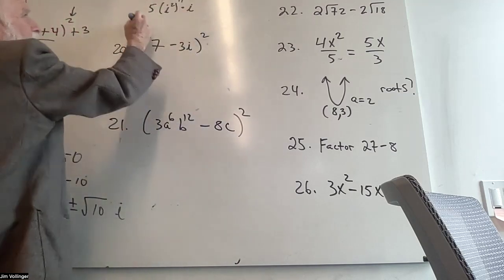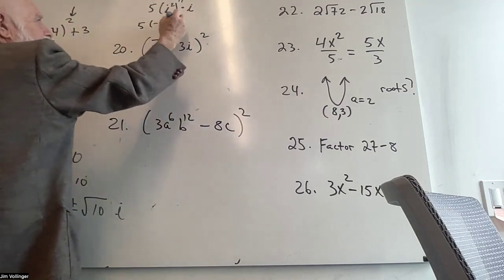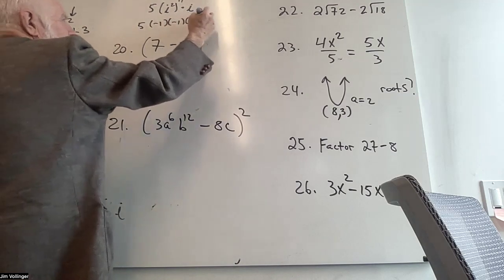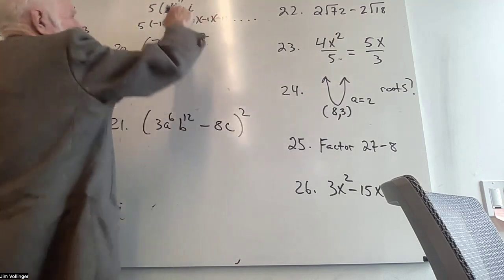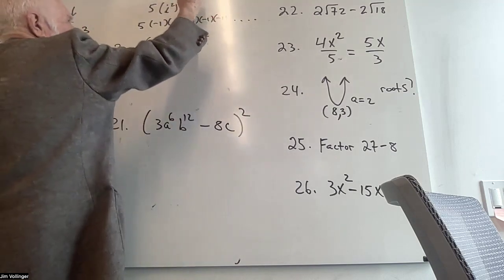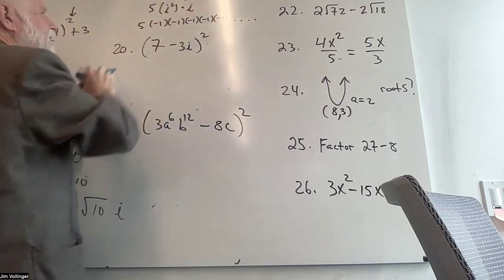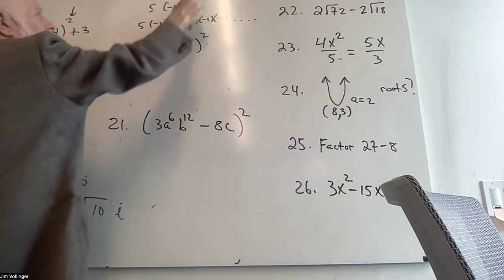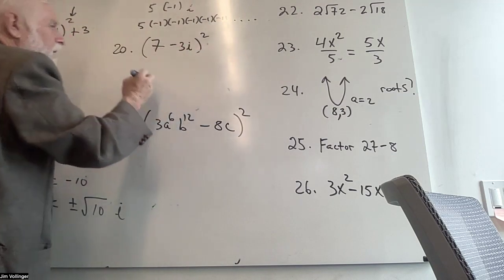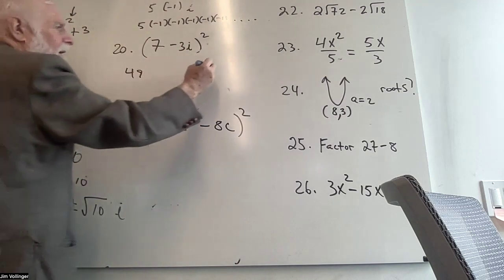All right, so that means I'm doing 5 times negative 1 times negative 1 times negative 1 times negative 1 times negative 1, 11 times, which is odd. An odd number of negatives gets us a negative. So there's negative 5i. Okay, square the first term, square the last term.